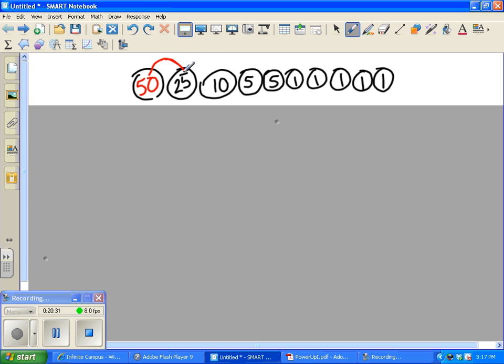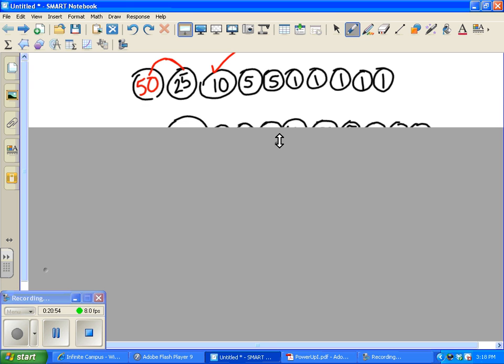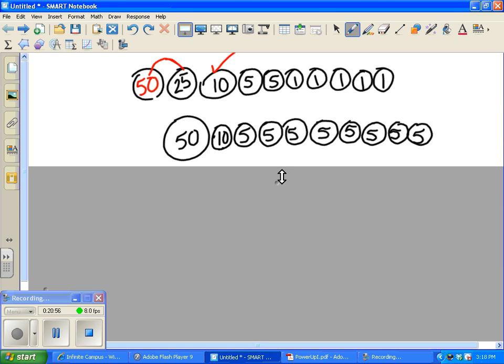So 50 and 25 is 75. This gets me to 85. I can't use another dime, so I just used 2 nickels. So 85, 95, then I needed 5 more pennies. And when I counted them up, 1, 2, 3, 4, 5, 6, 7, 8, 9, 10, I got 10 coins. One of those was a dime. Okay, so then I thought, what if I just use the 50-cent piece? Is there another way to do this?